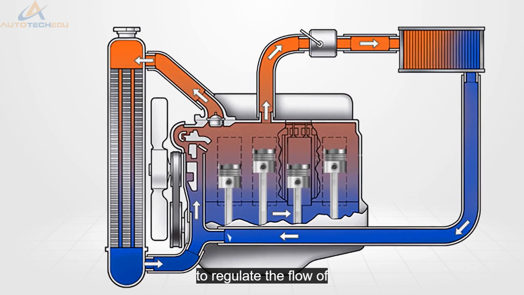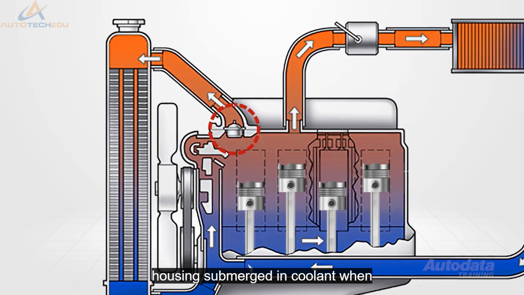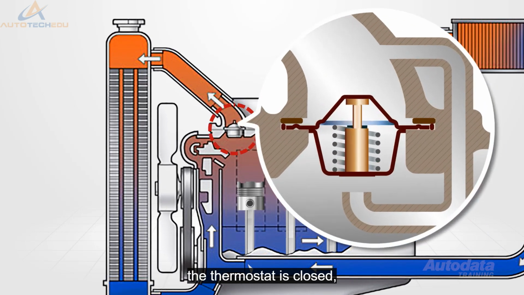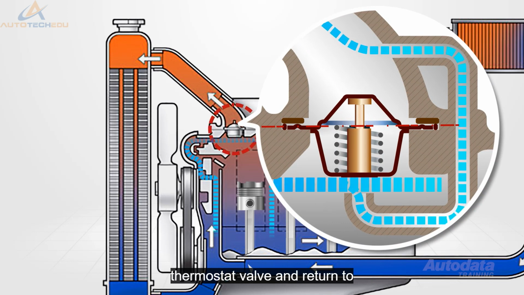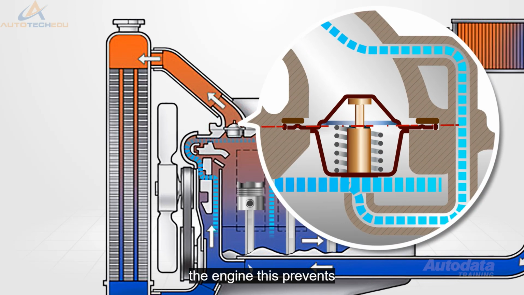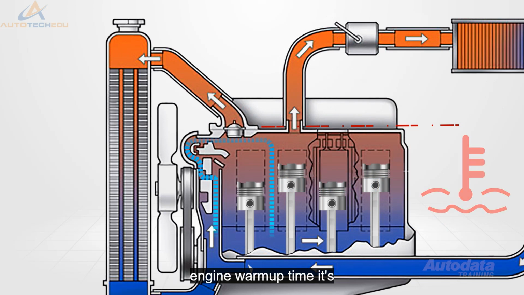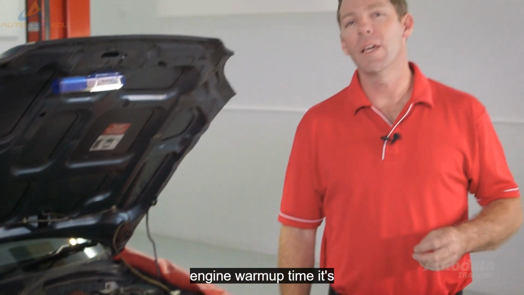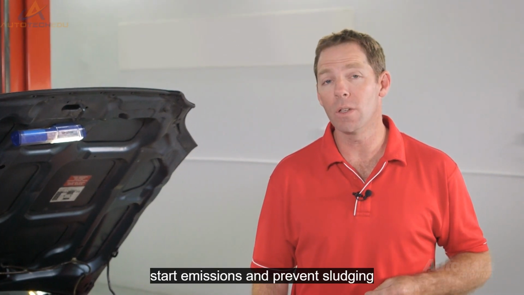Its role is to regulate the flow of coolant to the radiator. The thermostat sits in a housing submerged in coolant. When the engine is cold and the thermostat is closed, a small amount of coolant is able to bypass the thermostat valve and return to the engine. This prevents hot spots occurring while minimising the engine warm-up time. It's imperative that the engine warms up quickly to reduce cold start emissions and prevent sludging of the crankcase.